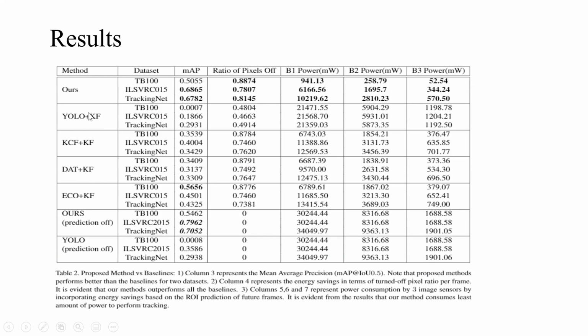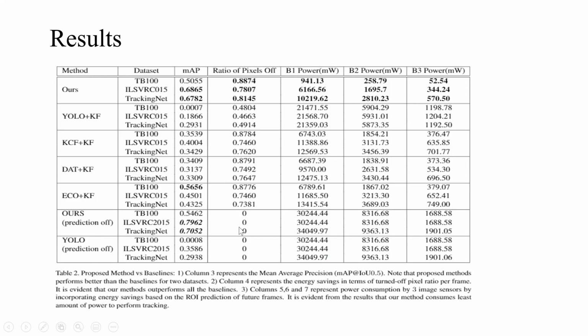So this is one baseline, which is a YOLO network plus a Kalman filter, and this one is kernelized correlation filter plus Kalman filter. This one is distractor aware tracker plus Kalman filter. This one is efficient convolutional operators plus Kalman filter. And these last two are not predictive, but are there just for a base level performance comparison. So one is ours without prediction, and the final one is just YOLO tracking without any kind of prediction.